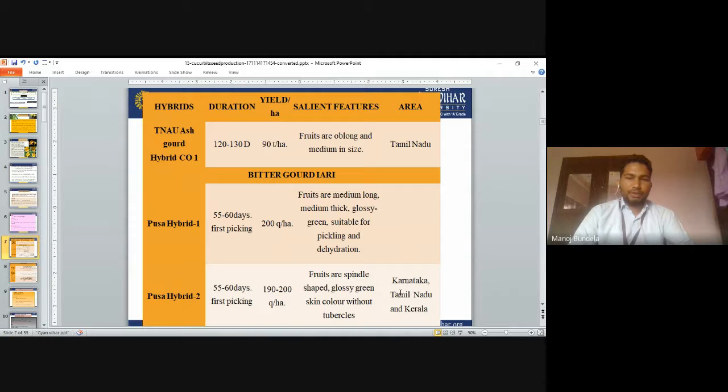Fruits are spindle shaped, glossy green, with skin color without tubercles. It is mainly grown in Karnataka, Tamil Nadu and Kerala. Pusa Hybrid 2, Pusa Hybrid 1.